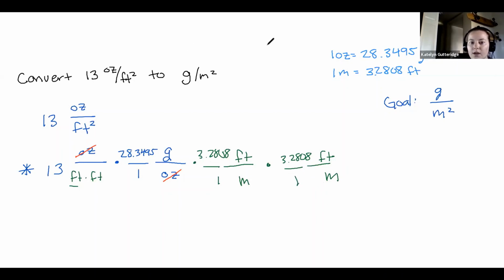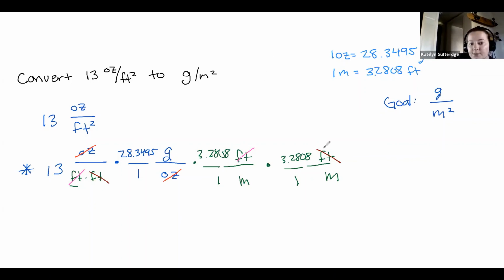Okay, so then when we go to divide these out, we will cancel out one of the feet, and then we will also cancel out the second foot. So this takes care of 1, this takes care of 2. Since it's the squared, we have to do it twice. If it's squared, you do it twice. Cubed, you do it 3 times.